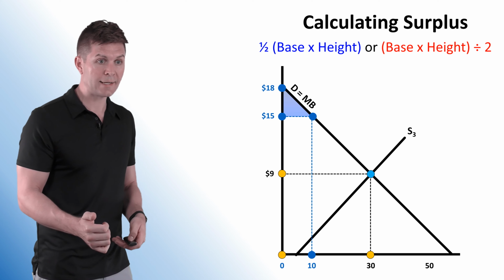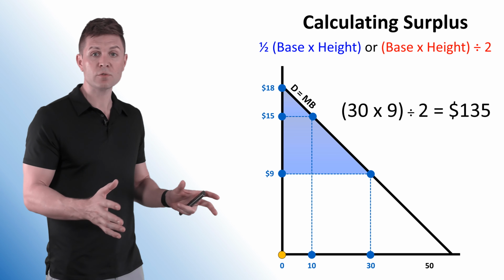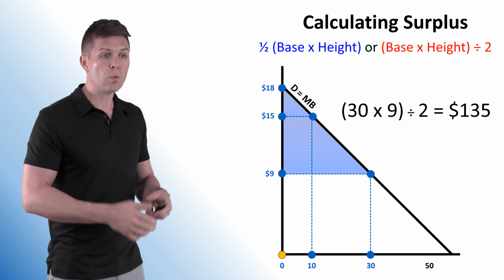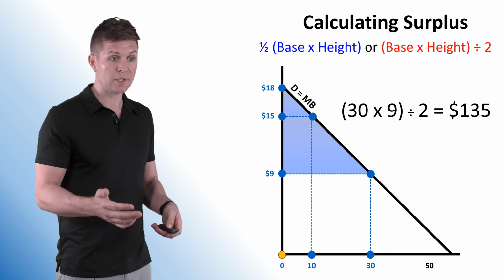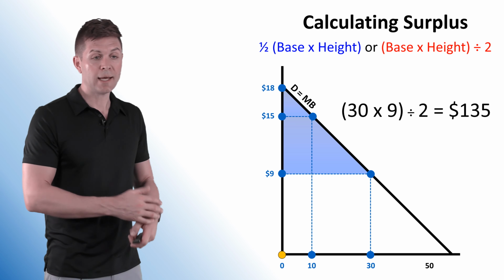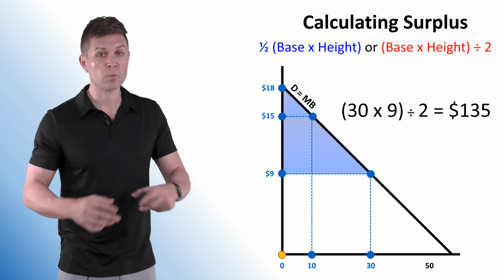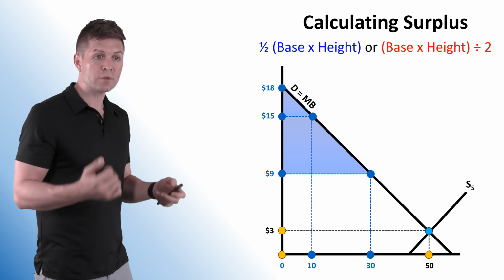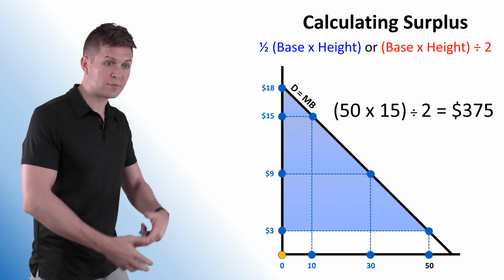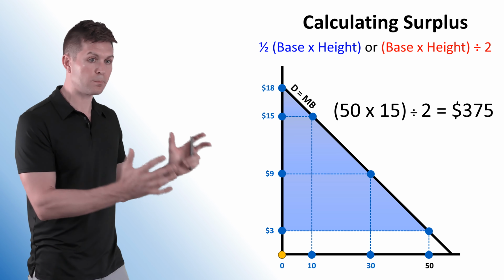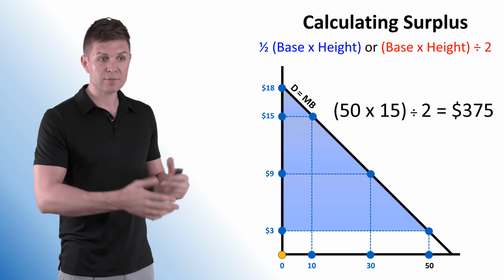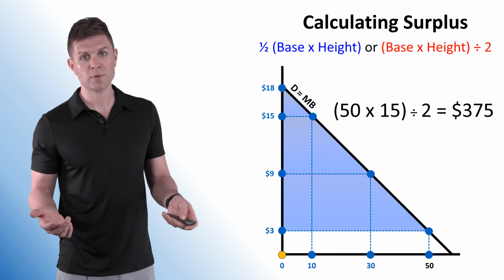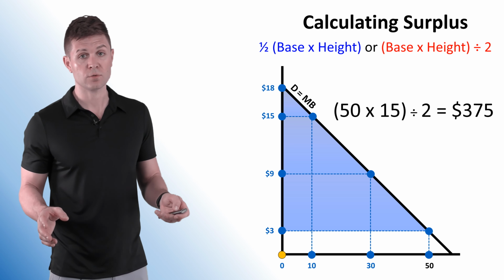Price drops down to $9, and we have a lot more consumers joining the market. We're up to 30 people buying this particular product. So we are once again going to do base 30 times height 9 and divide by 2, which gives us 135. It's a real easy formula. Now, we drop down even further, more consumers join the market, and consumer surplus increases to that new blue triangle. 50 is the base times 15 the height, divided by 2, ends up being 375. So that's how you calculate consumer surplus.